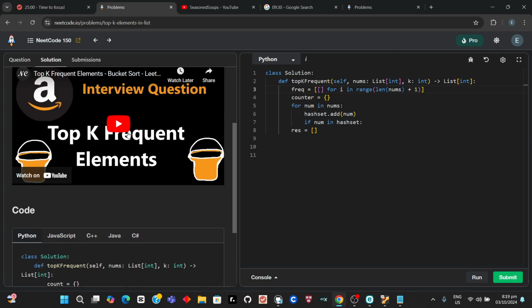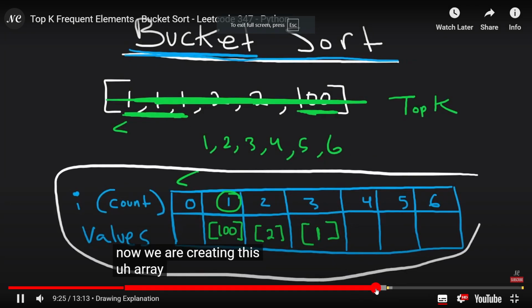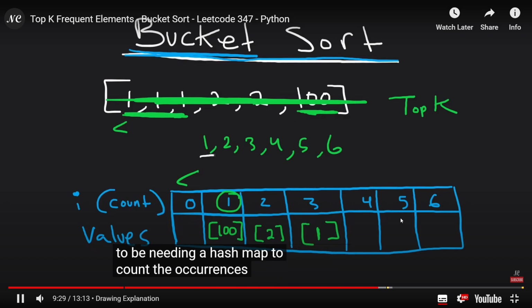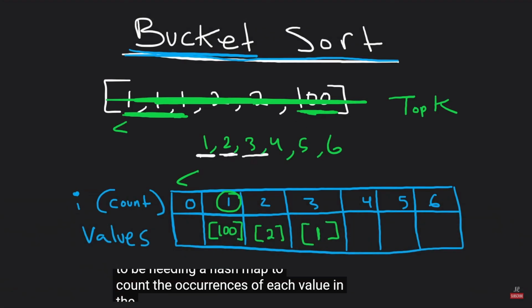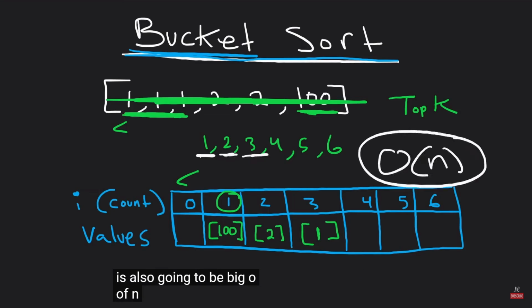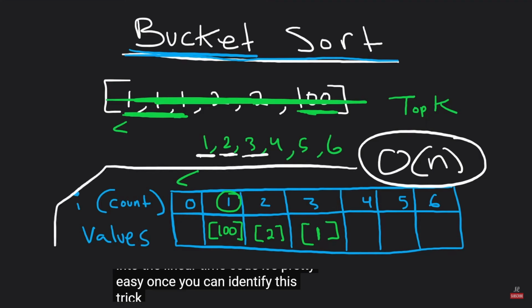Okay, let's keep going. Hey everyone. We are creating this array to help us, and we're also going to be needing a hash map to count the occurrences of each value in the input array, so the memory complexity is also going to be big O of n. With that being said, let's jump into the linear time code. It's pretty easy once you can identify this trick.